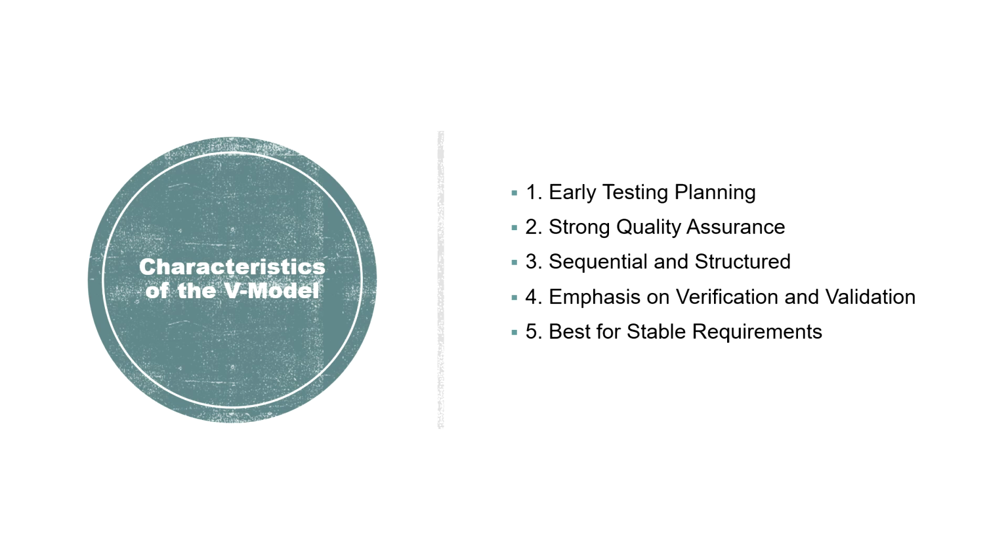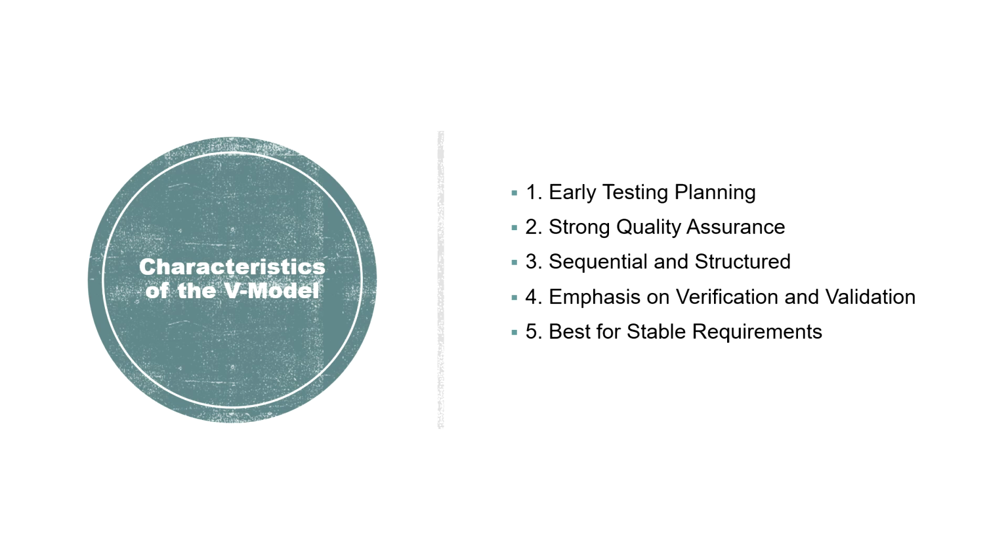Main characteristics of the V model: early testing planning. Testing activities are planned from the beginning with the development, जैसे मैंने आपको पहले बताया. Strong quality assurance. The model strongly focuses on the software quality. Sequential and structured. Development still follows an organized sequence. Emphasis on verification and validation. जैसे मैंने पहले explain कर दिया already. Both the development quality, that is verification, and the product quality, that is validation, is properly checked.